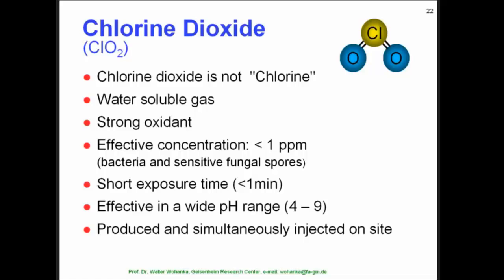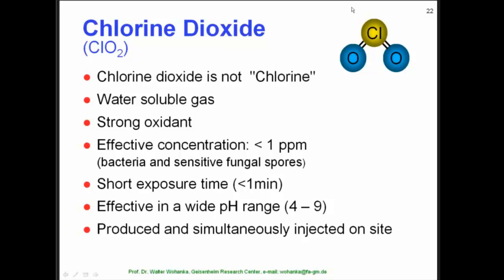In my opinion, the next chemical, chlorine dioxide, is more suitable for horticulture than chlorine. Chlorine dioxide is not chlorine. It does not form hypochlorous acid. It is a water-soluble gas and a strong oxidant, more comparable to hydrogen peroxide and ozone than to chlorine. The effective concentration is about 1 ppm or lower against bacteria and fungal spores, except resting spores or sclerotia. It does not work against viruses, nematodes, and so forth.